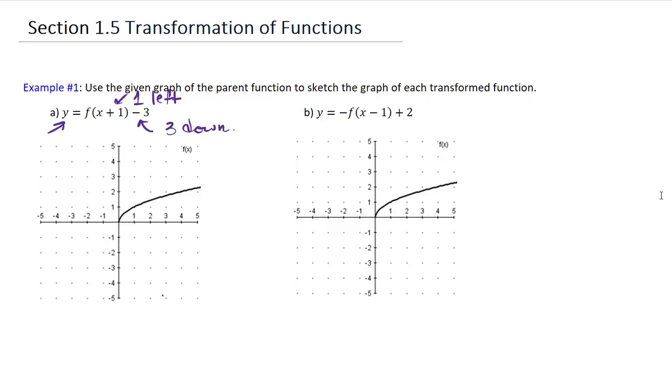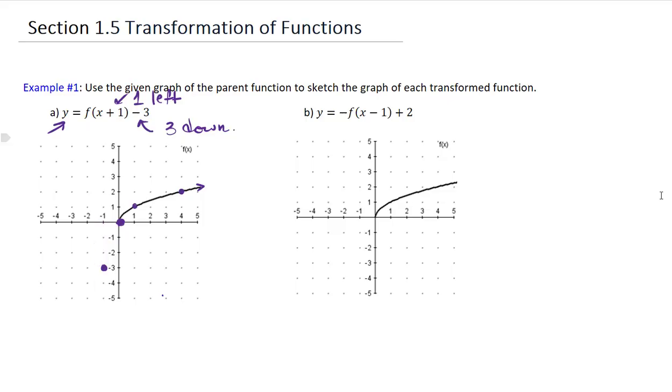Hence, using a few points on the graph of the parent function, we can transform the graph of f by applying those shifts. So I'll start out with the point (0, 0). We're going to move that 1 unit to the left and then 3 units down. So 1, 2, and 3. So there's our first point.